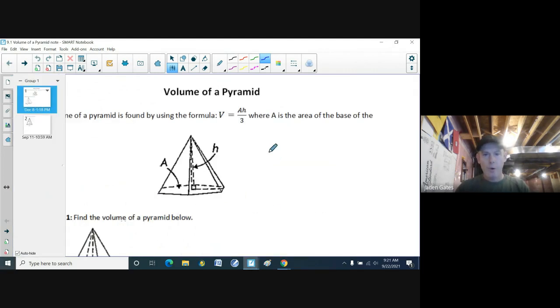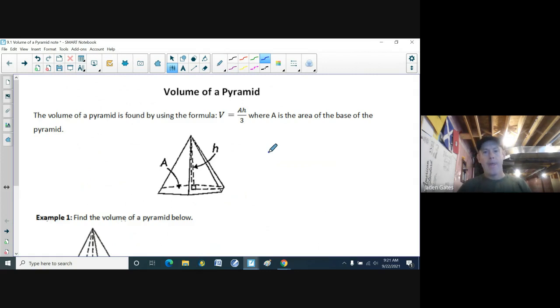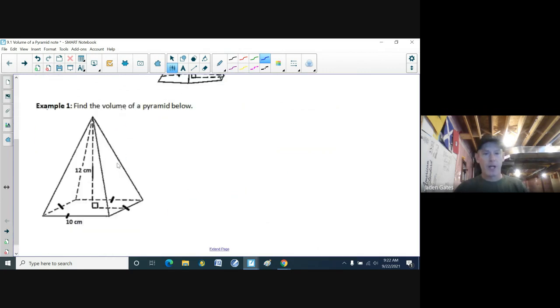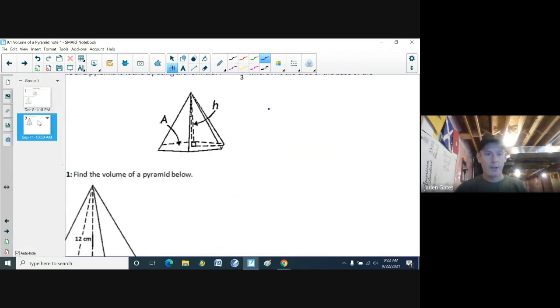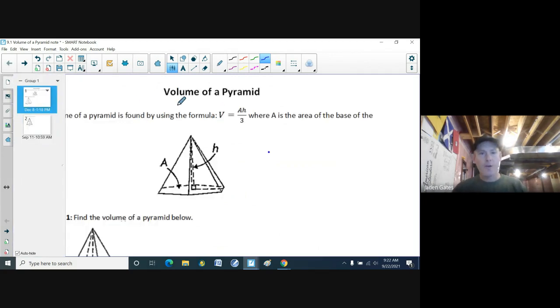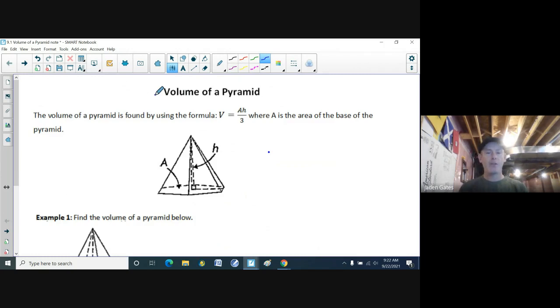Now we're going to do one more shape here, and that is the volume of a pyramid. Now we can have a bunch of different pyramids, so that's the weird part. But we're going to stick to a couple normal ones. Oh, there we go. All right, now the volume of a pyramid is found by using the formula V equals A times H divided by 3, where A is the area of the base of the pyramid. Okay, so the area of the base.